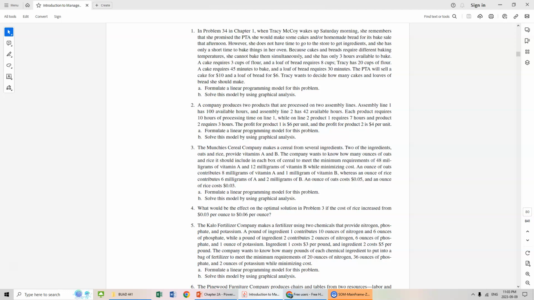A cake requires 3 cups of flour and a loaf requires 8 cups. Tracy has 20 cups of flour. A cake requires 45 minutes to bake. A loaf of bread requires 30 minutes, and she has a total of 3 hours to bake. The PTA will sell a cake for $10 and a loaf of bread for $6. They want to decide how many cakes and loaves they should make. Formulate the linear programming model, and then solve it graphically.